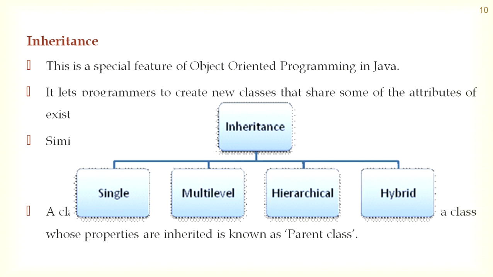Inheritance: single inheritance, multi-level inheritance, hierarchical inheritance and hybrid inheritance. These are the types of inheritance in Java.